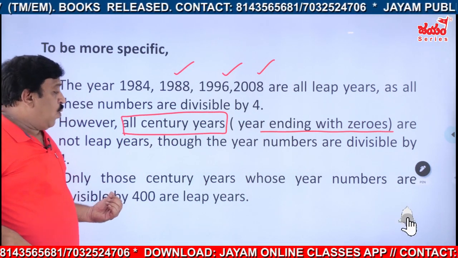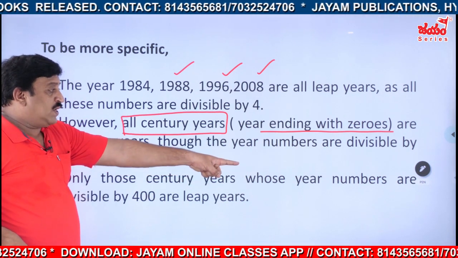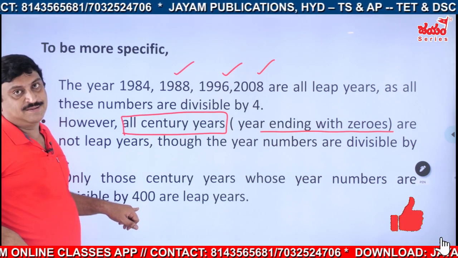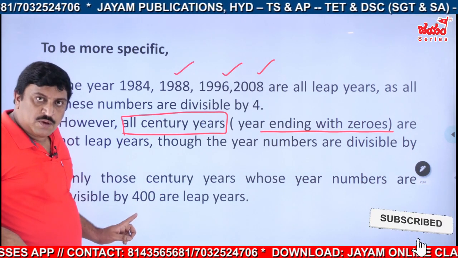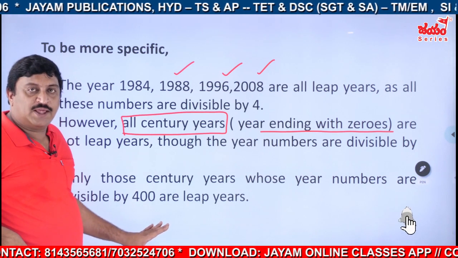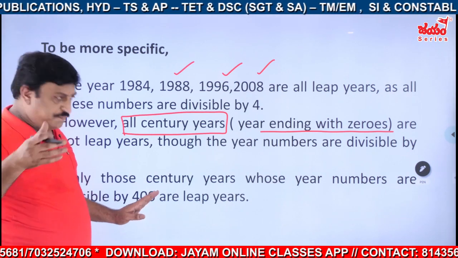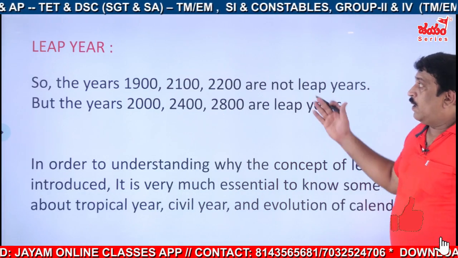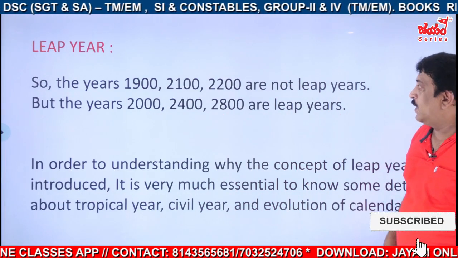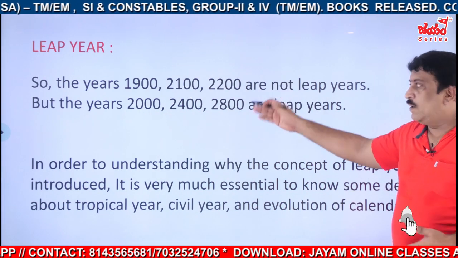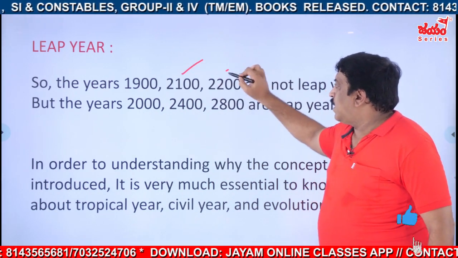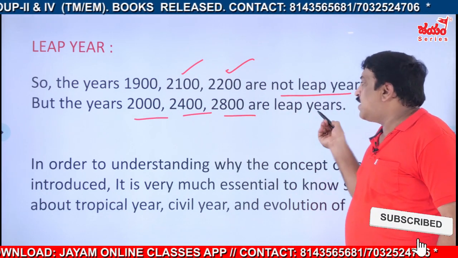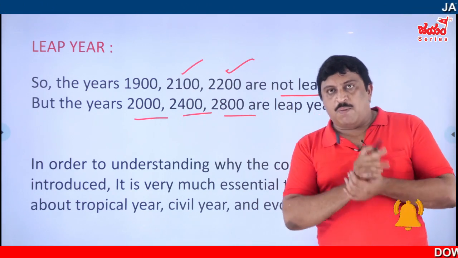So why? Because only those century years whose year numbers are divisible by 400 are leap years. So you must have written this one, everything, right? So after this, let me see this one. Here, 1900, 2100 and 2200 are not leap years, but the years 2000, 2004 and 2008 are leap years. This is what our problem is now.